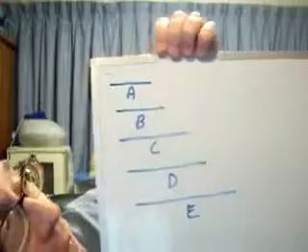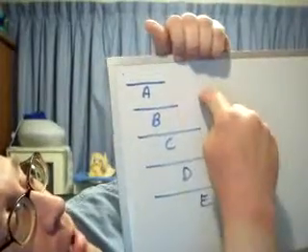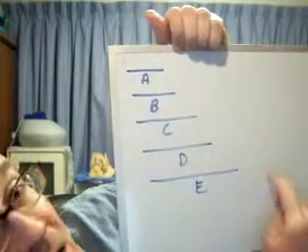This is Euclid Book 9, proposition number 11. And here are the 5 lines. We have A, B, C, D, and E, just like that. Okay. So what does this one say?